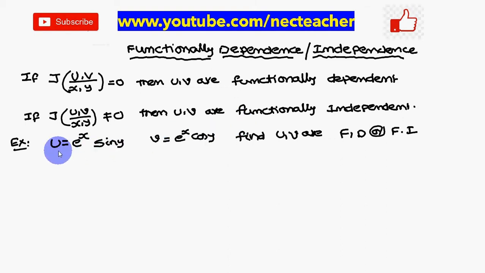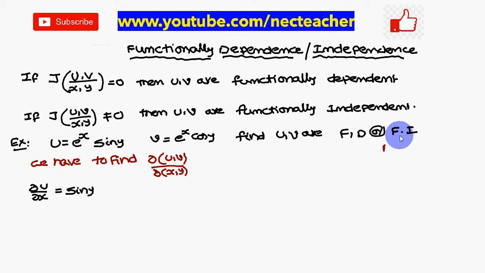He has given u is equal to e power x into sin y, v is equal to e power x into cos y. Find whether u comma v are functionally dependent or functionally independent. For that, what you have to do? First, you have to find out dou(u,v) by dou(x,y). You have to find dou u by dou x.